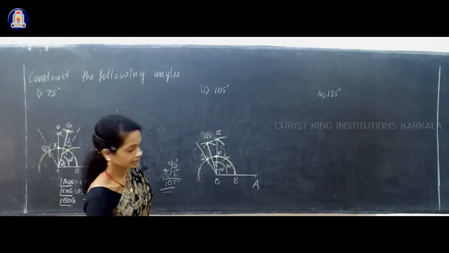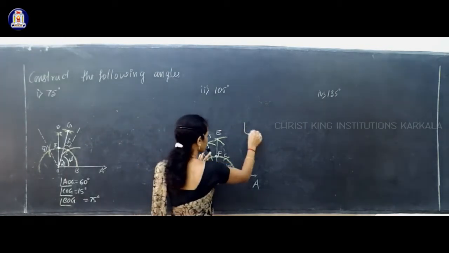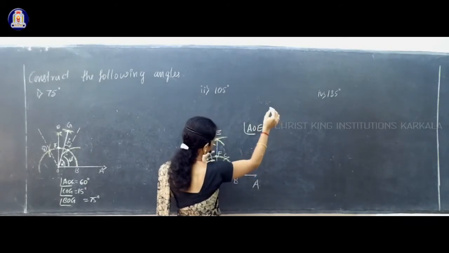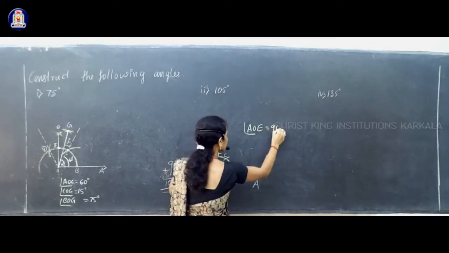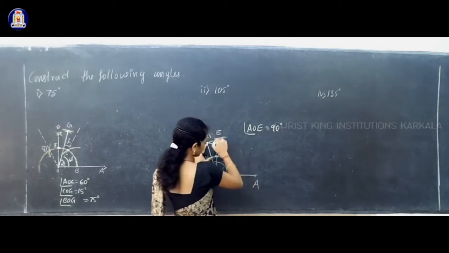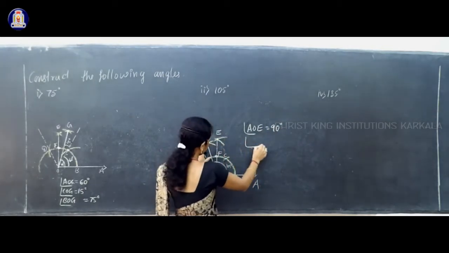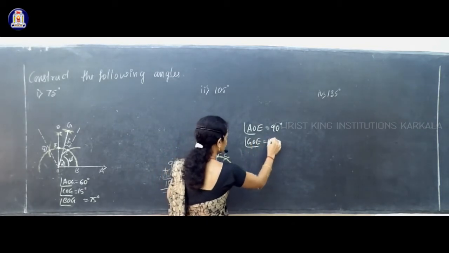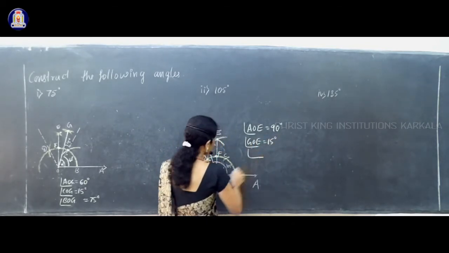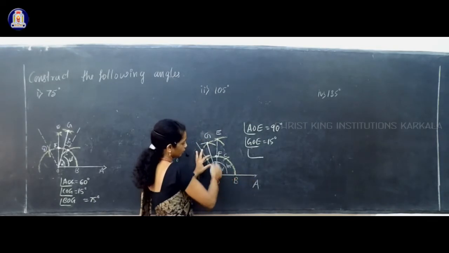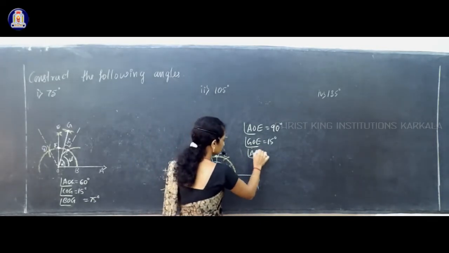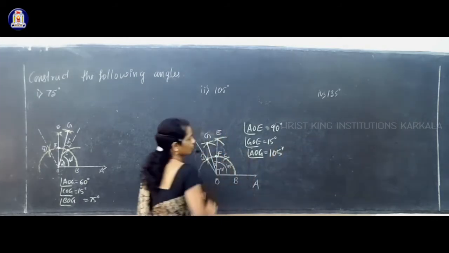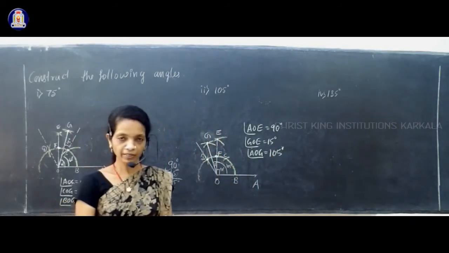So we write that first, angle AOE is equal to how much degree? That is equal to 90 degree. Then we added this 15 degree. Okay, that is angle GOE, equal to 15 degree. And now this angle, angle AOG, is equal to 105 degree. Okay.